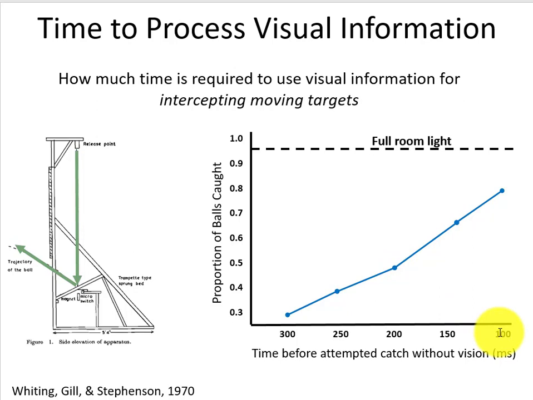And when you have only 100 milliseconds without vision, which is akin to having 300 milliseconds with vision, you can see that you're up at 80%, which although it's not as good as the full room light condition, it's still pretty good. So, although never as good as in full light, visual information of the ball flight could be used in at least 100 milliseconds to improve catching performance.